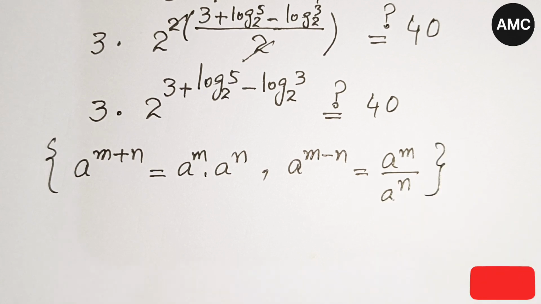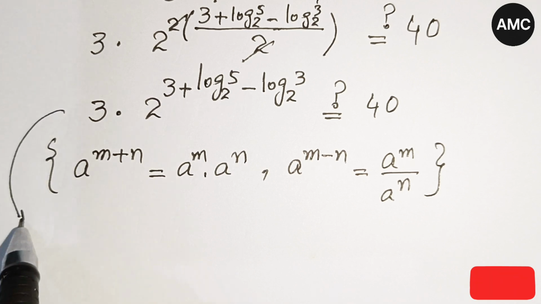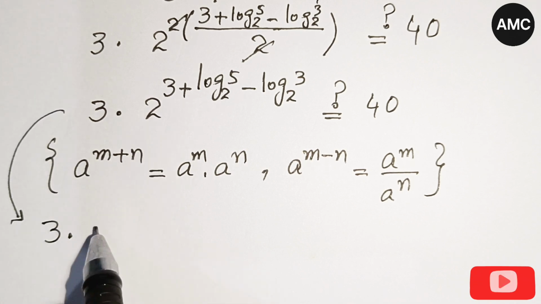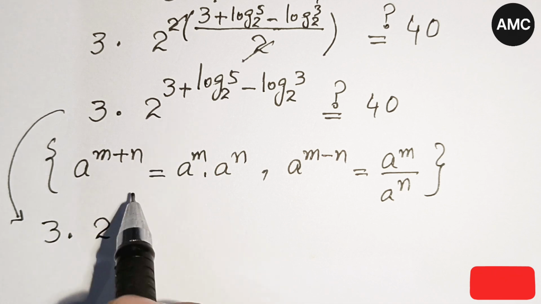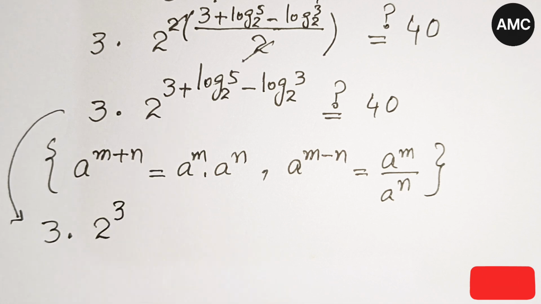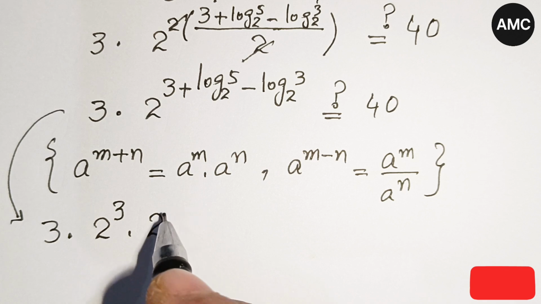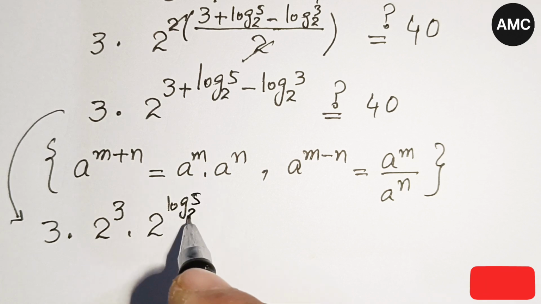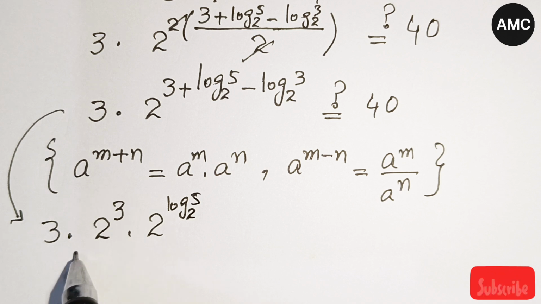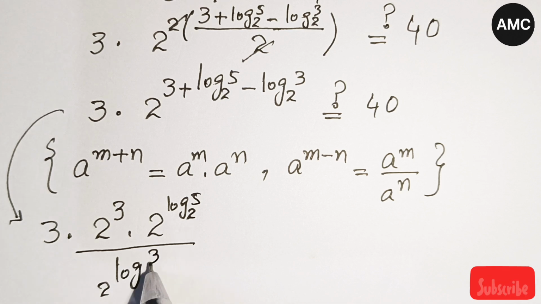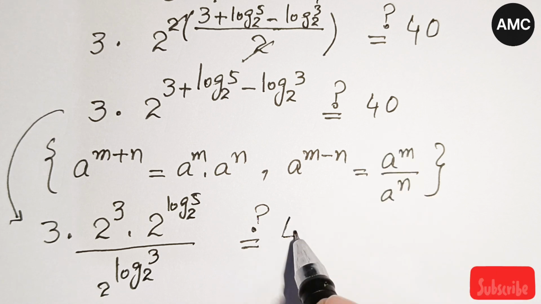Using these two laws, this step will be 3 times 2 to the power 3, plus 2 to the power log 5 to base 2, divided by 2 to the power log 3 to base 2. Is it equal to 40?